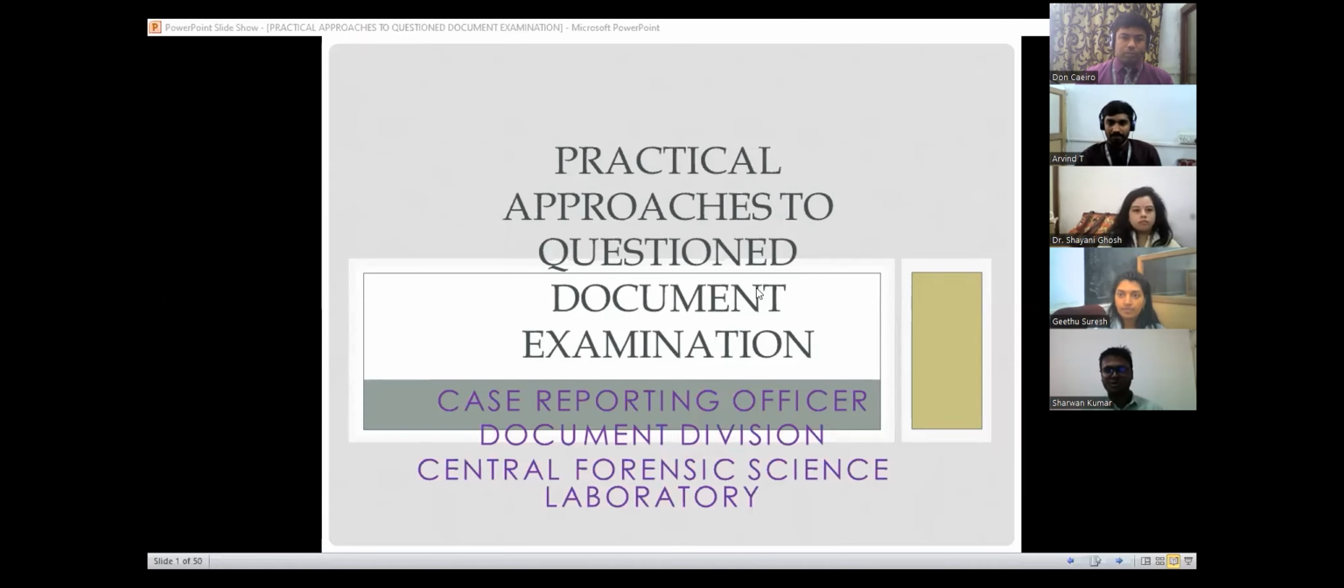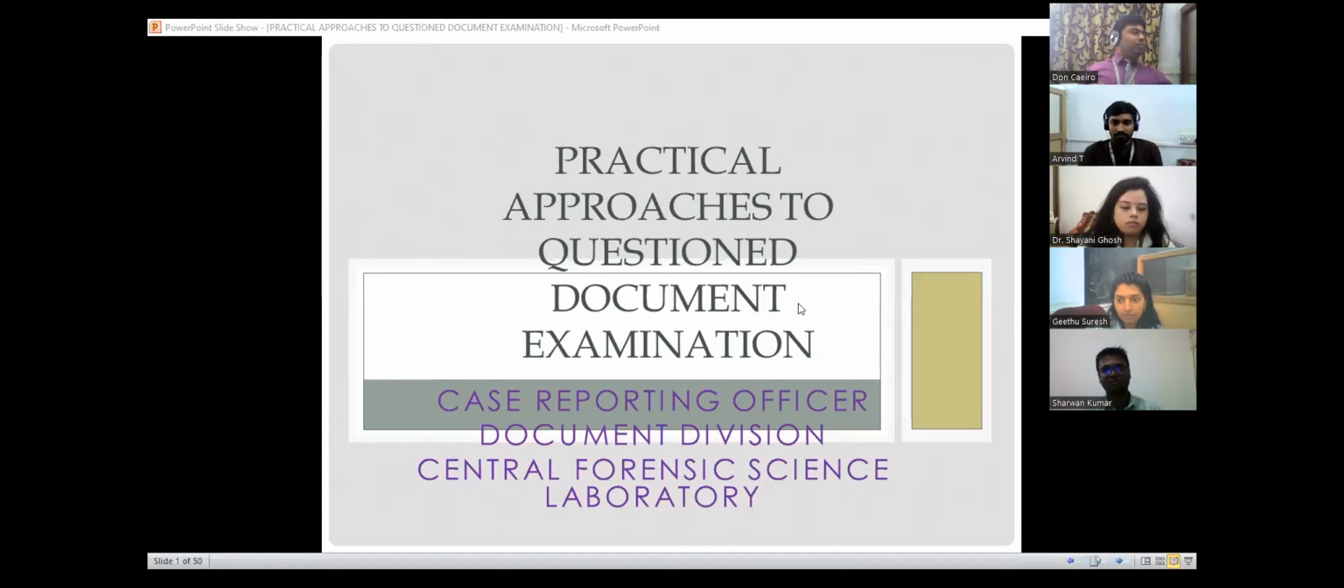The topic for today's talk is practical approaches to questioned document examination. As we know, questioned document examination is one such field which solely evolved for the purpose of forensic science. Forensic science is the applied science used in criminal investigation. We have different branches of forensic science.